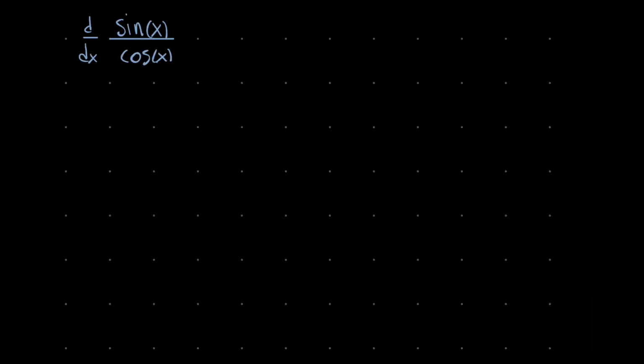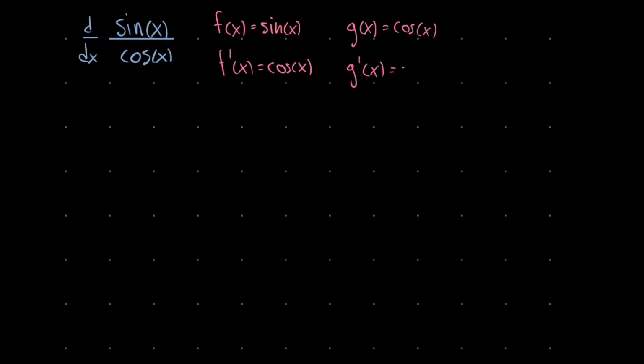So we're asked to find the derivative of sine of x over cosine x. And so in this case, the numerator, f of x, is equal to sine of x, and this derivative is known to be cosine x. So f prime x is equal to cosine x. And then we have g of x, the denominator, is equal to cosine x. And the derivative of cosine, as shown before, is minus sine of x. And so we could use this information now.